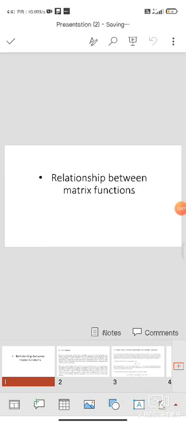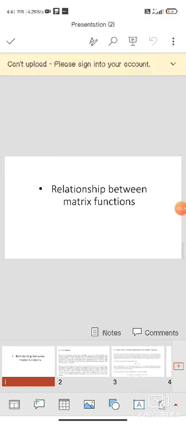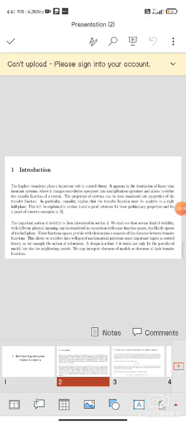Today my topic is about the relationship between matrix functions. First, coming to the introduction. The Laplace transform plays an important role in control theory. It appears in the description of linear time invariant systems, where it changes convolution operators into multiplication operators and allows us to define the transfer function of a system.